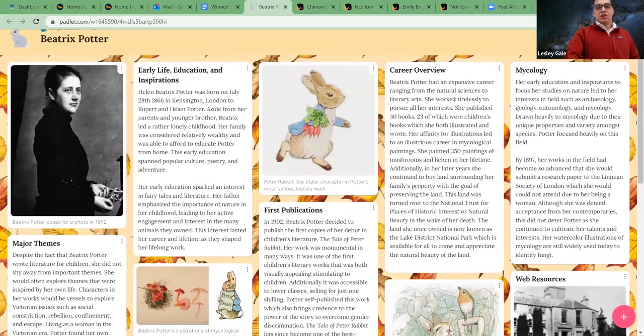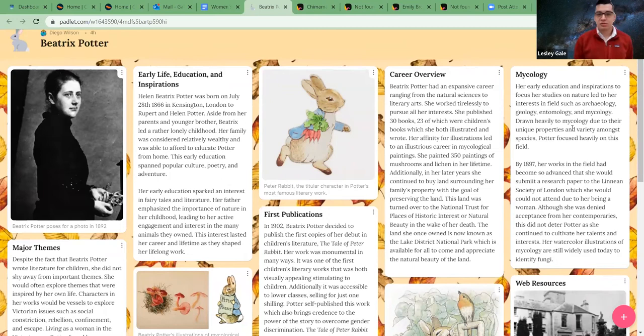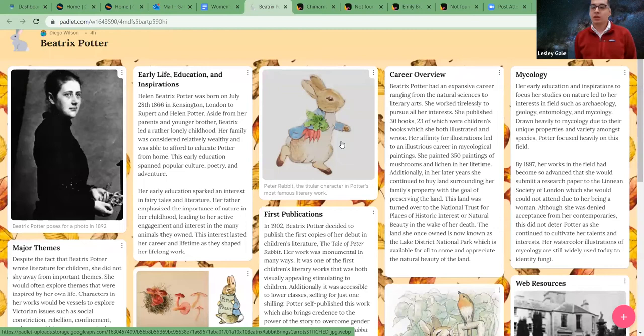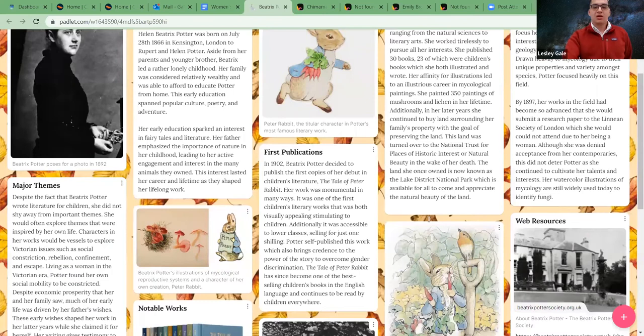As I said earlier, she became really interested in mycology, which is the study of mushrooms. She also wrote 30 books, 23 of which were children's literature, which she is most famous for. Peter Rabbit is her most famous work, which is depicted here. She had a really prolific career. She painted 350 paintings of mushrooms and lichen and whatnot.